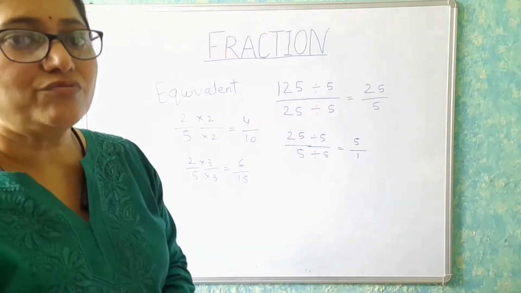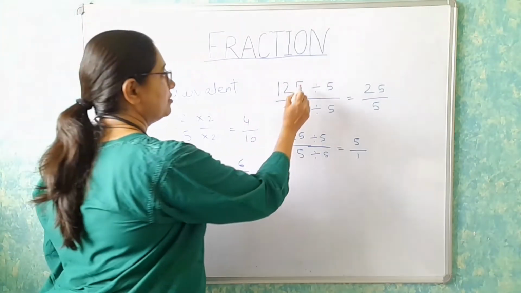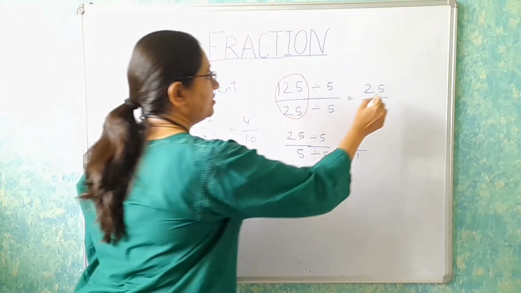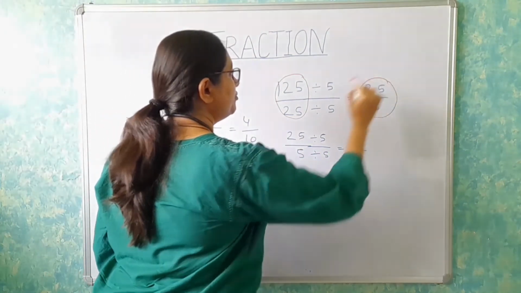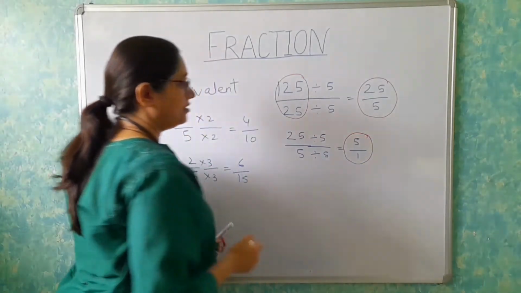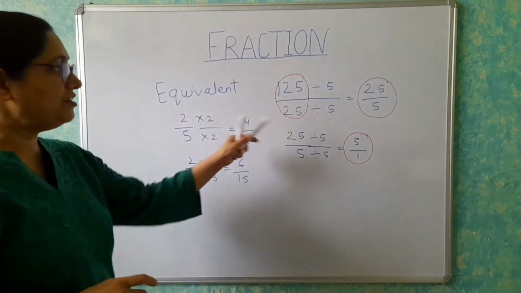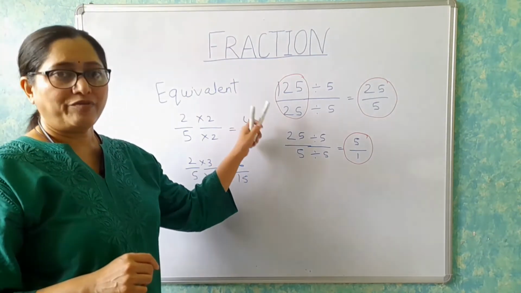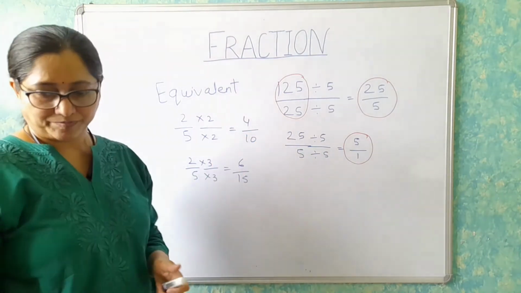So in this case we get 3 equivalent fractions. First one is 125 upon 25. Then we get 25 upon 5. And the last one is 5 upon 1. So these are the 3 fractions which we get by dividing a fraction with a same number.